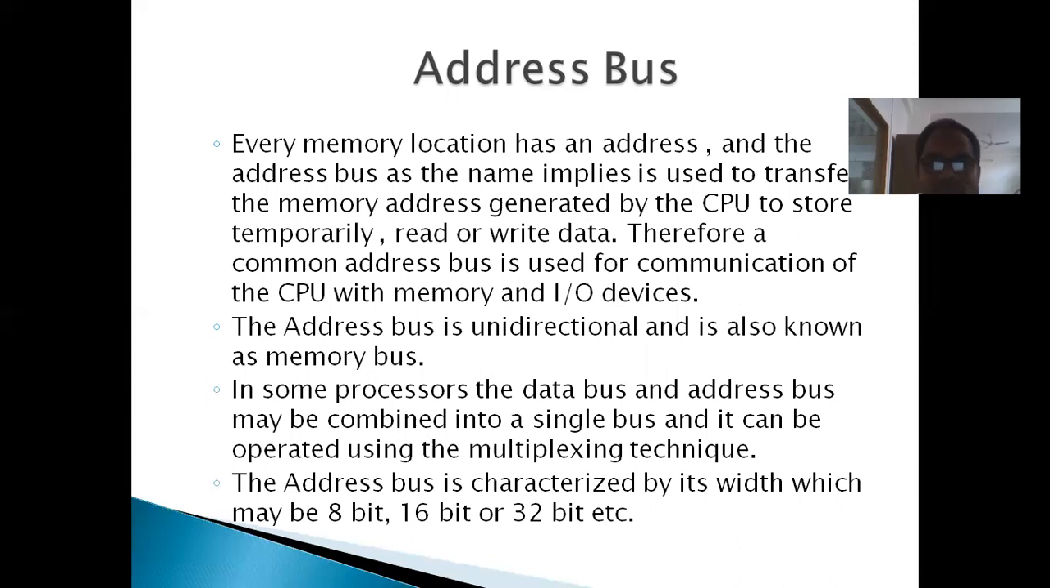There's a common address bus used for communication of the CPU with memory and the IO devices. And the address bus is unidirectional. It is also known as the memory bus. In some processors, the data bus and address bus may be combined into a single bus, and it can be operated using the multiplexing technique.